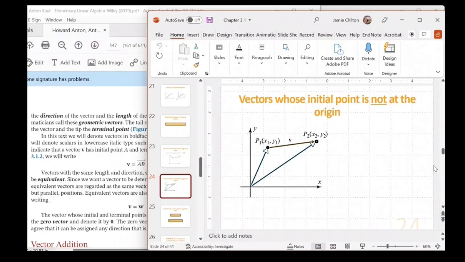And so as we go through this, we're going to be looking at vectors whose initial point is not at the origin. Yes, we could get lucky where all these vectors originate from 0, but that is not going to be the case most of the time. So we're going to be learning how to manipulate vectors whose initial point is not at the origin.